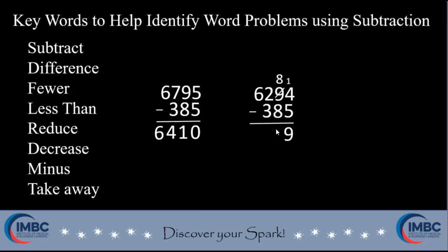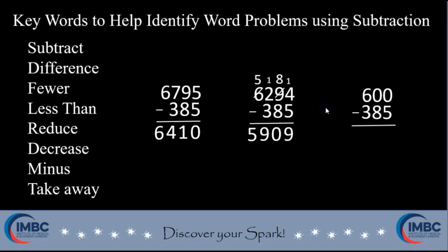8 minus 8, 0. Again, 2 minus 3 we can't do, so we borrow from the next digit, which is a 6. We borrow, that becomes a 5. We move over the 1. 12 minus 3, 9. And 5 minus 0, 5.